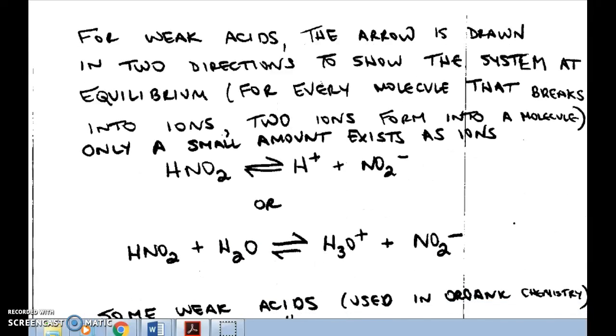For weak acids, the difference is that the arrow is drawn in 2 directions because for those the system is at equilibrium. For every molecule that breaks into ions, the ions are going to form back together into a molecule, and really at equilibrium only a small amount is going to be in the ion form. So you can see here nitrous acid, not on our list of strong acids, in the simplified version or in the version that includes water as a reactant.